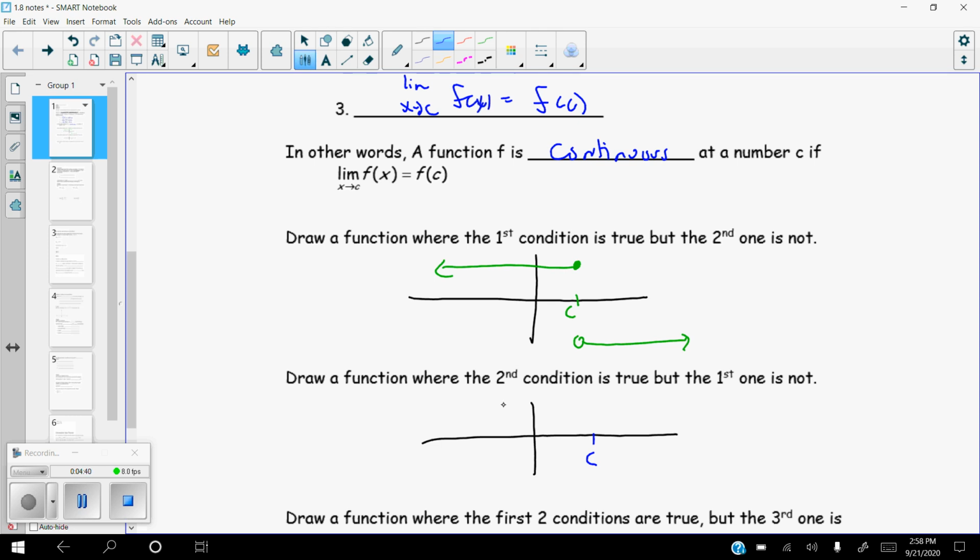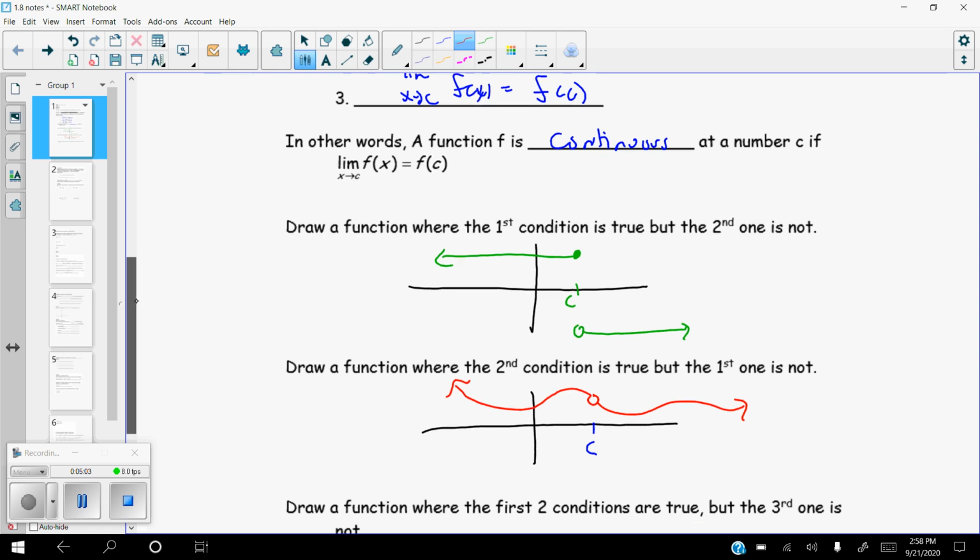So we could do any kind of a thing that we wanted to graphically. Any kind of a thing that comes there, and then we'll put a hole there, and then it continues to do this. So the limit is going to exist. The limit is going to be there because both of the sides of C, the left and the right side of C, are going to approach the same y value, but there's actually no value there at all. So second condition is true, first one is not.